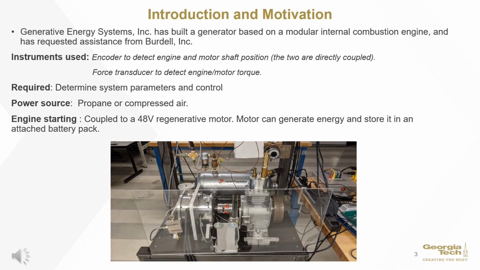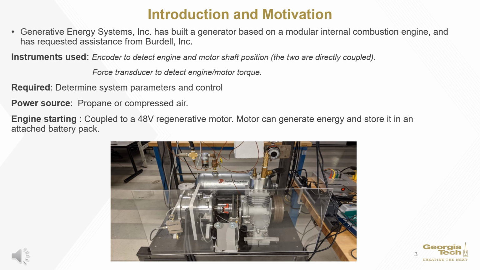In this experiment, a generator is constructed based on a sectionalized internal combustion engine. We were requested to model the system parameters and control. The main instruments used in this experiment were an encoder and a force transducer. The encoder was used to detect the engine and motor shaft position, while the force transducer was used to detect the engine torque.